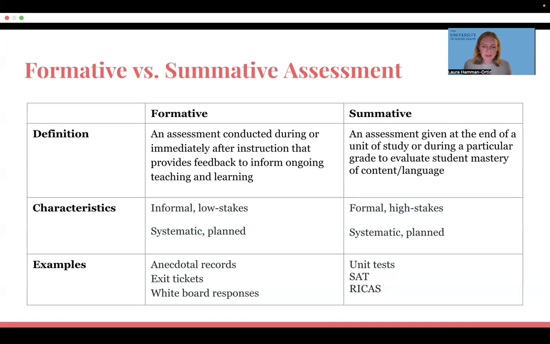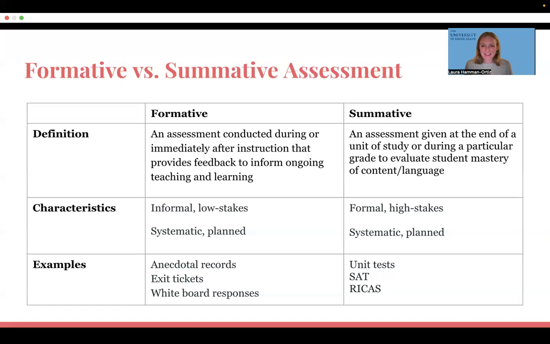So we'll look at some examples in a moment, but just a few here. Anecdotal records, so kind of keeping track, whether through notes or kind of a more organized chart, of what the student's doing related to the standard. Exit tickets and whiteboard responses. We'll talk about all of these.